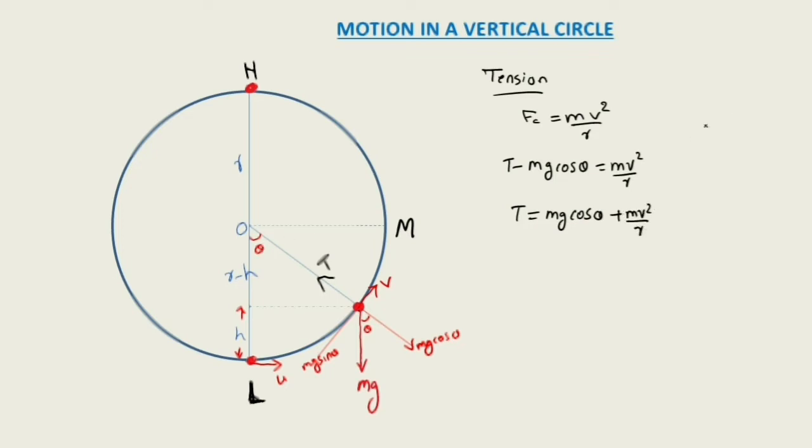Now you can see here from this triangle, just consider the triangle O, and here we have marked it as N.